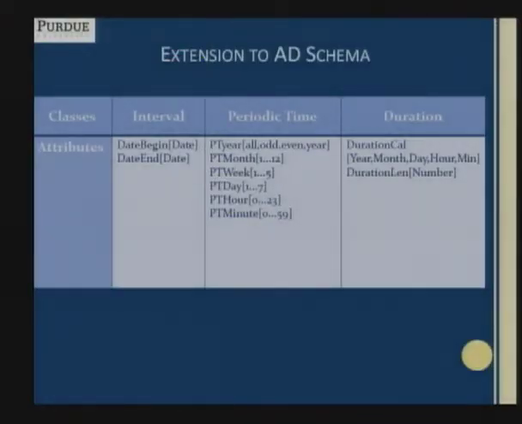So to store the constraints, these interval, periodic time, and duration, we have also added classes into the Active Directory schema. Whenever the constraints are read from the policy file, these are stored into the required places in Active Directory. So these are the classes, and these are the attributes for interval, periodic time, and duration constraints in the Active Directory schema.